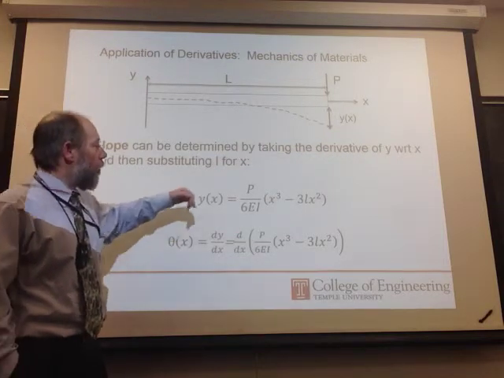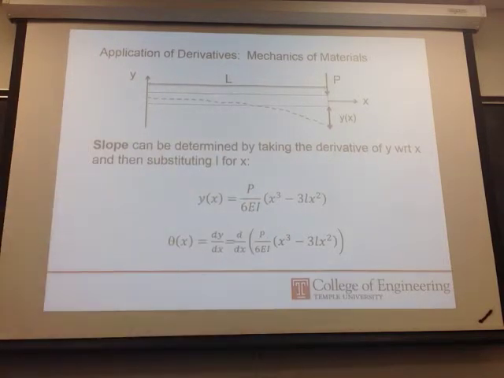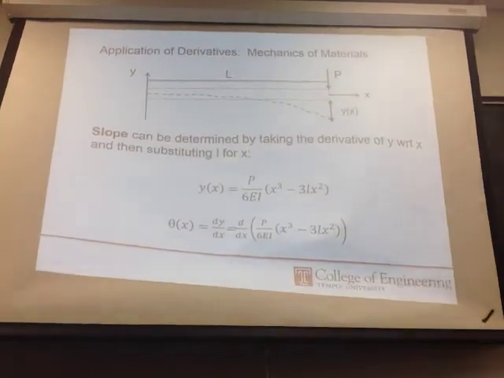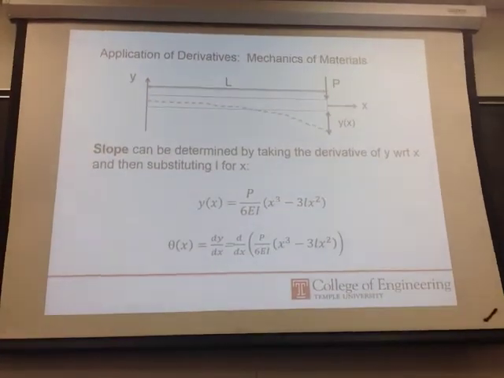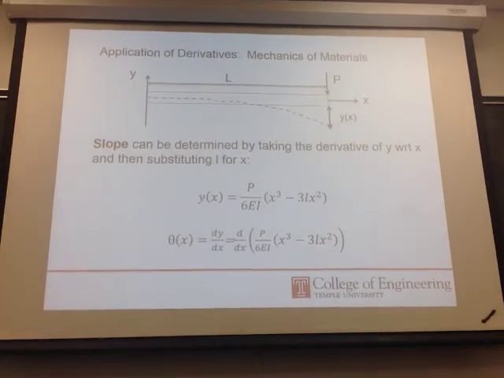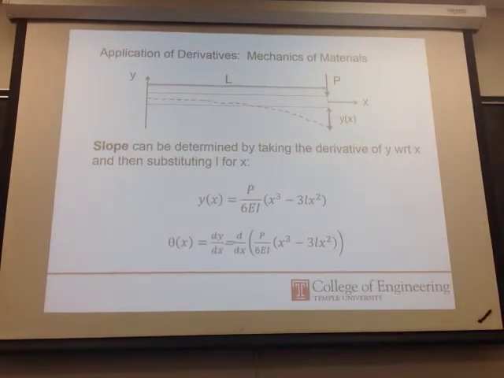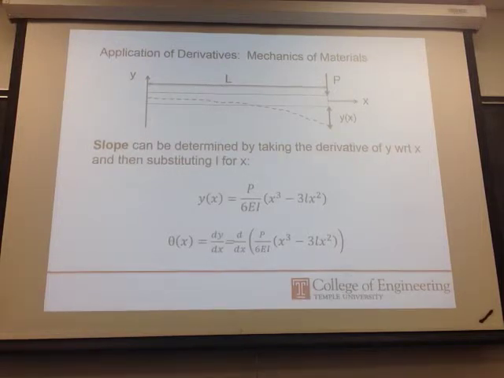If you multiply it out, it's going to be P over 6EI x cubed minus 3P over 6EI times L x squared. Right? Now, what's the derivative of this?